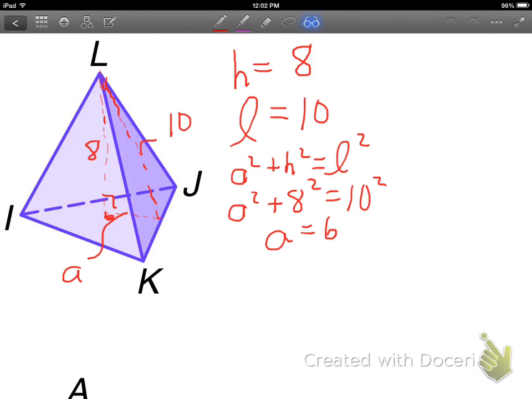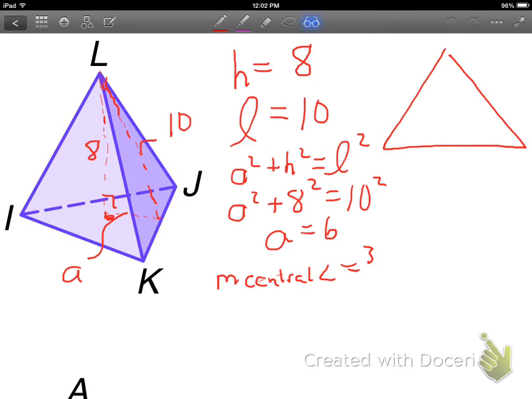All right? Well, in all of our problems, we need to work with a base, and the base is the triangle here. So the triangle at the bottom, IJK, has a 120-degree central angle. Remember, we get the measure of a central angle by taking 360 and dividing it by the number of sides, in this case 3, which makes that 120.